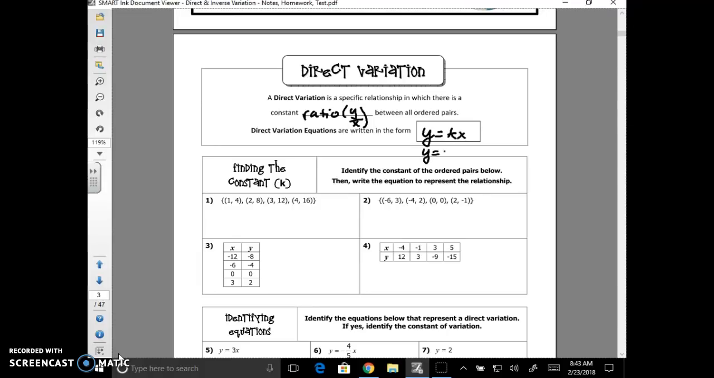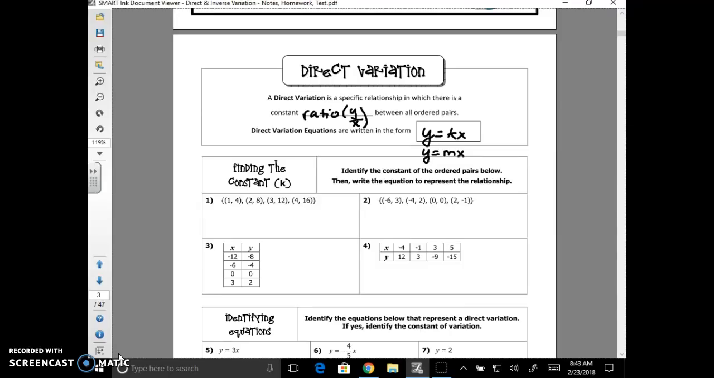Basically like this. The only reason they're saying k is you're trying to find the constant, okay? So if you remember y equals mx, notice there's no b, so you can make an inference on that one there. Okay, so finding the constant, or k. So identifying the constant of the ordered pair.